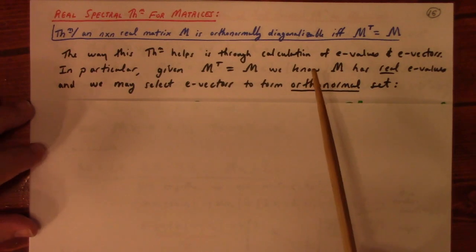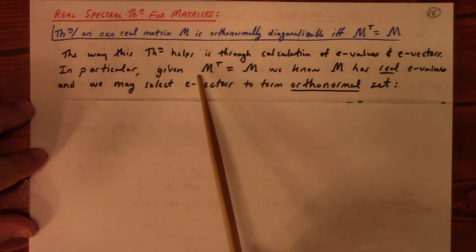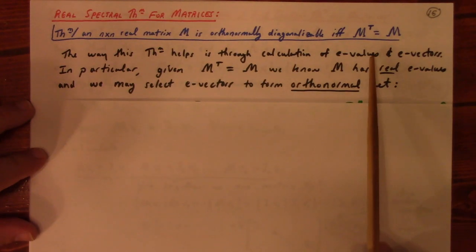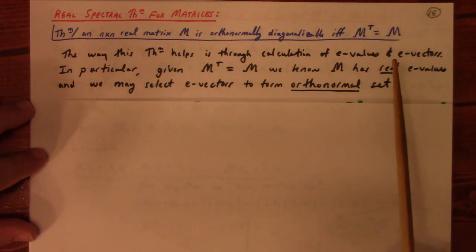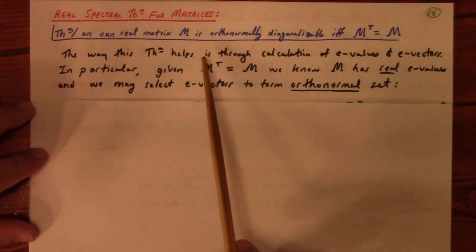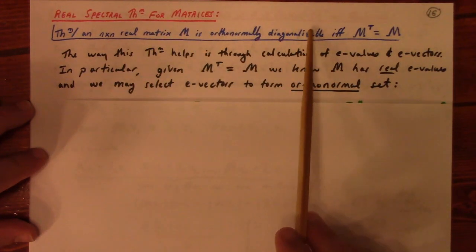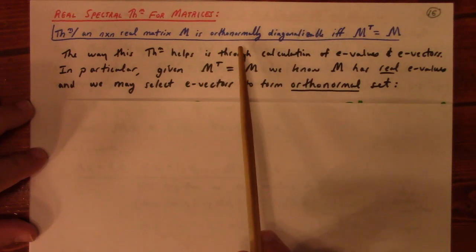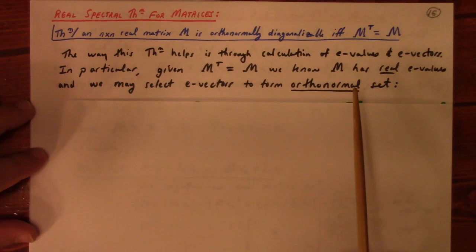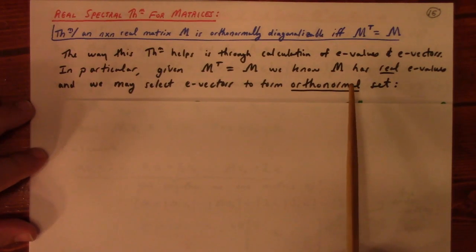But I'm more interested in what we can do with it. All right, so this theorem helps us through the calculation. The way this theorem is implemented, rather, is through the calculation of eigenvalues and eigenvectors. In particular, the statement that it's orthonormally diagonalizable comes hand in hand with the fact that there's an eigenbasis which is formed by orthonormally selected eigenvectors.